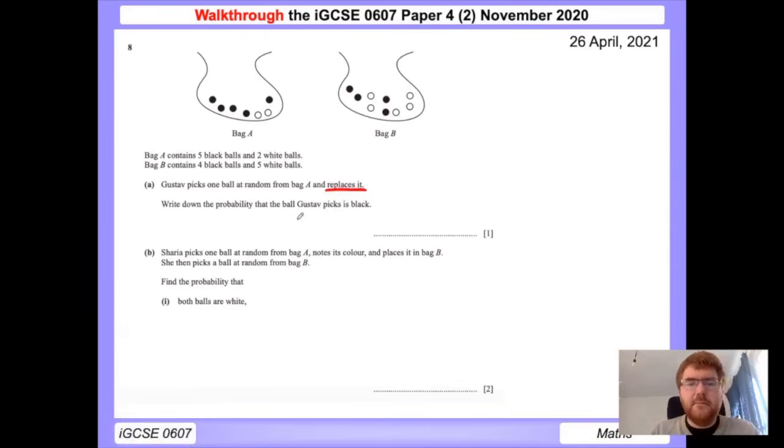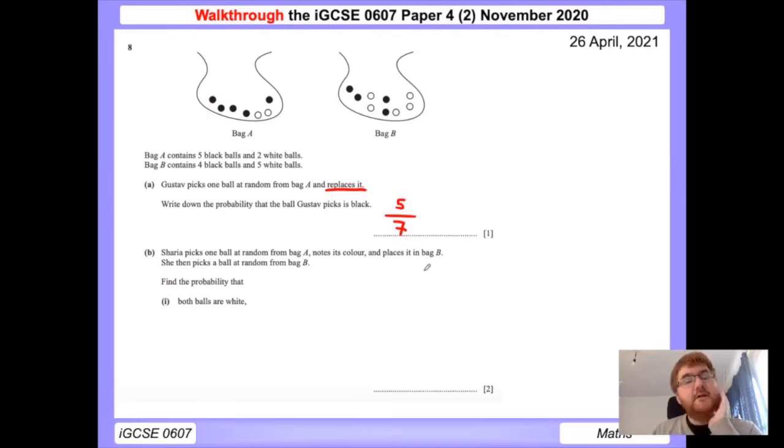Write down the probability that the ball Gustav picks is black. Well, if we look at bag A, we've got 1, 2, 3, 4, 5 black balls, and there are 1, 2, 3, 4, 5, 6, 7 balls in total. So we get our answer of 5/7, like so.